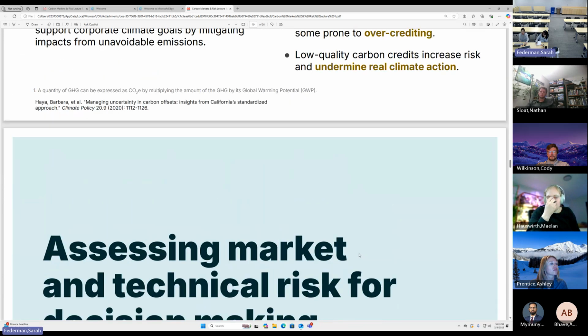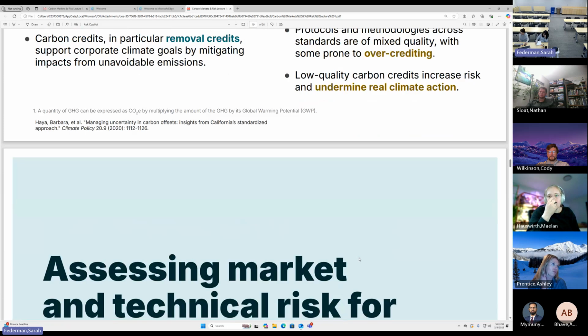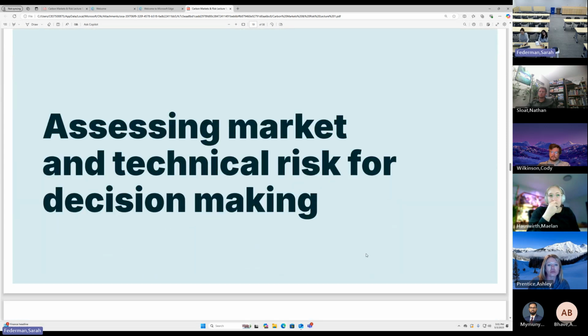Okay, so that was our first section, Carbon Management 101. Any questions? Where we move into talking a little bit about risk assessment. All right. So because of all those issues, it's really important, as I said, to think about these protocols as the quality floor. And then we have to look at each project individually to assess its merits.